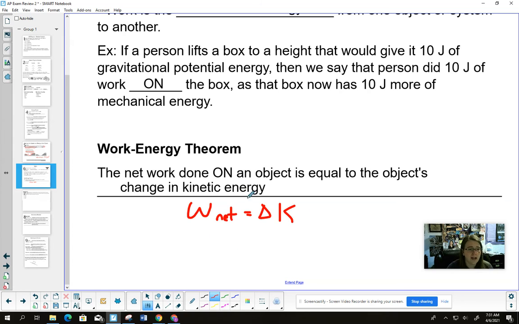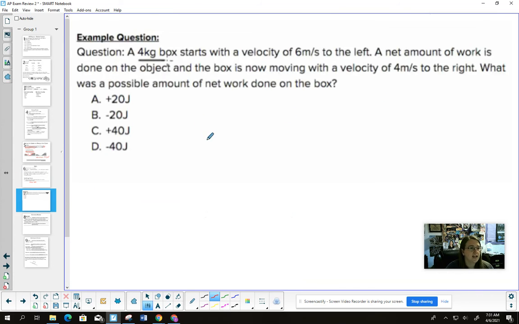So we're going to apply this in the next problem, and then we're going to come back and work through a couple other problems together. Net work equals change in kinetic energy. Looking at this example, it says a 4 kilogram box starts with a velocity of 6 meters per second to the left. So we always want to draw out a picture and label our directions. It's up to you, it doesn't matter. The math will work out. However, we typically say the left is negative, right? So negative 6 meters per second.